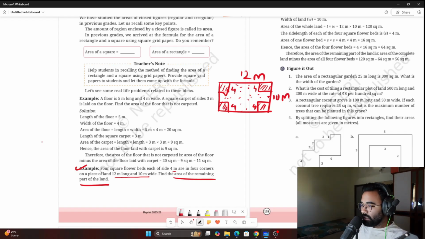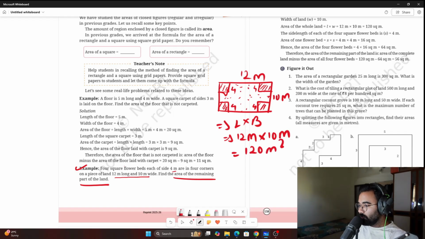So what is the total area of the rectangle? That is length into breadth. That should give you 12 meter multiplied by 10 meter. That should give you 120 meter square. So far so good. All right.